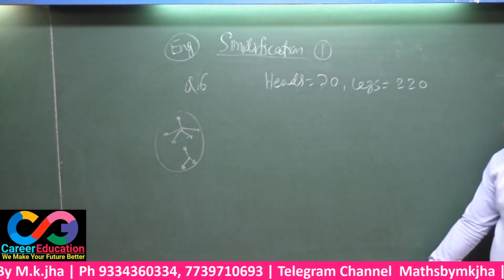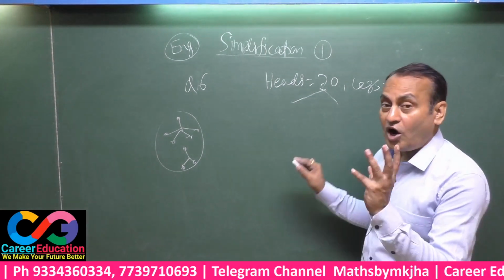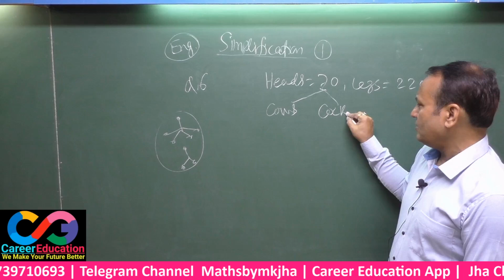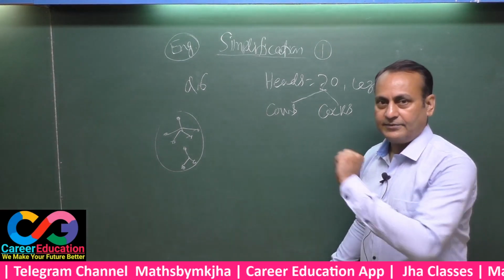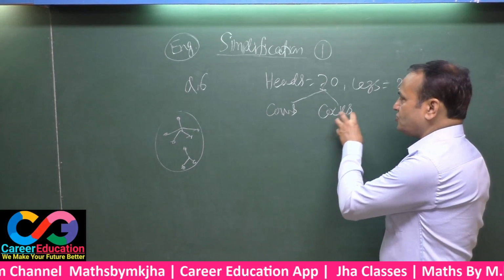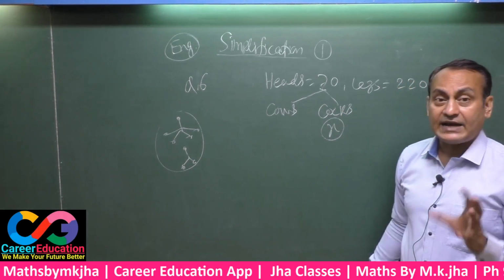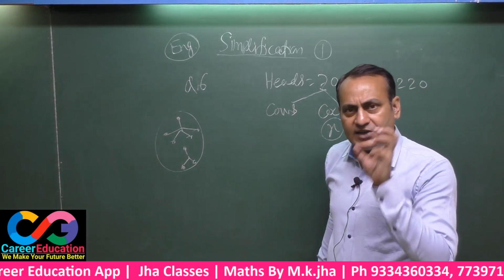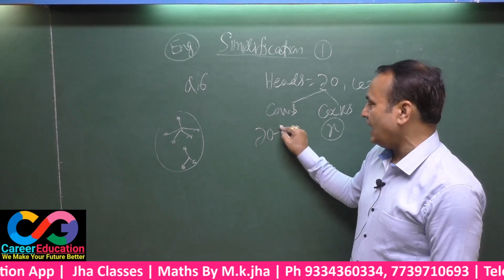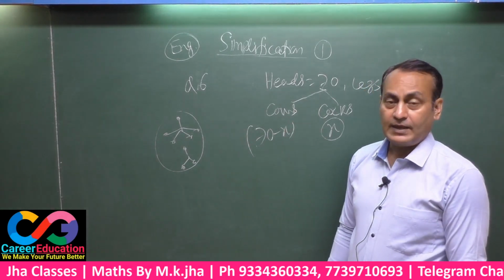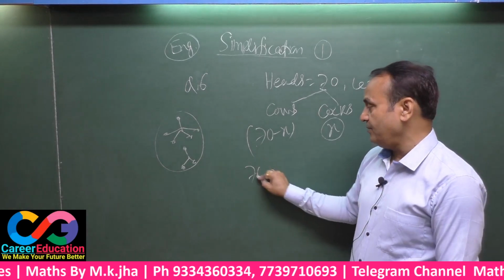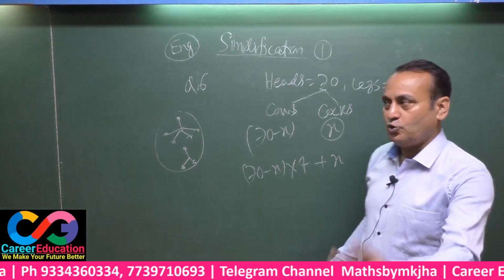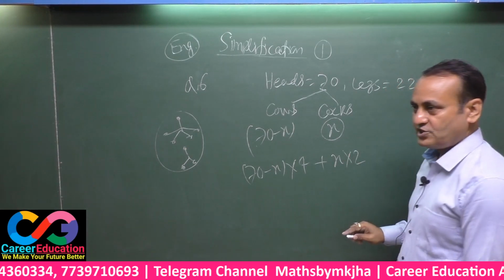Since the question has asked how many cocks are there, these are cows, these are cocks. Cocks means murga and these are cows. You have to suppose there are x cocks out of 70. That means 70 minus x are cows, and a cow has 4 legs. That means (70 minus x) into 4 legs are there, plus x cocks. A cock has only 2 legs, so there are 2 into x legs from cocks.